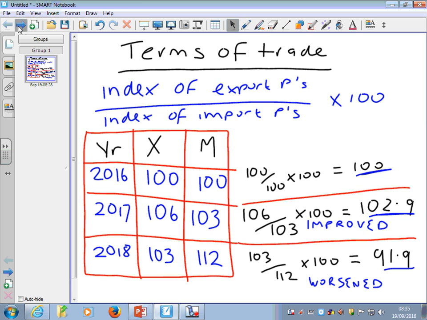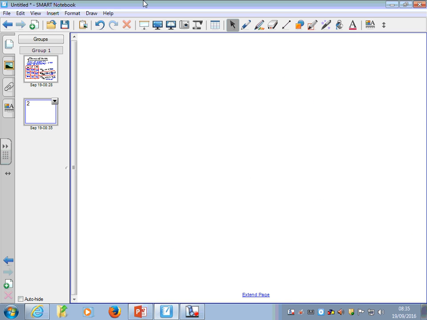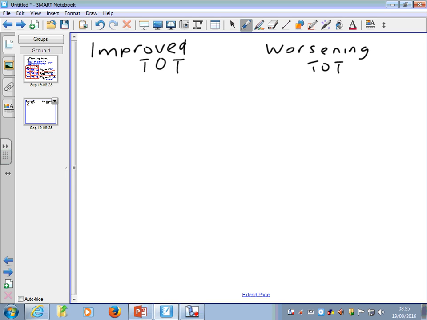Now, it's something that I know we've been looking at in class. Which is better, improving or worsening terms of trade? It really depends how you look at it. So improved terms of trade, ToT. Worsening terms of trade, or ToT.